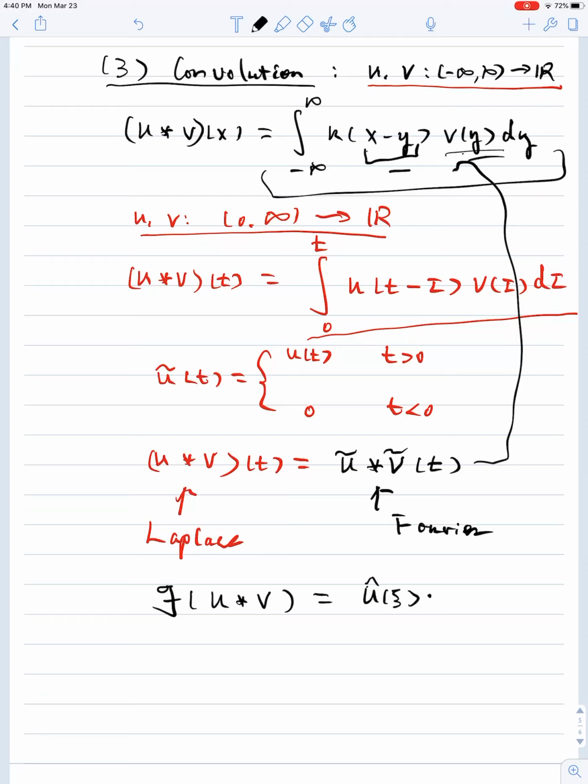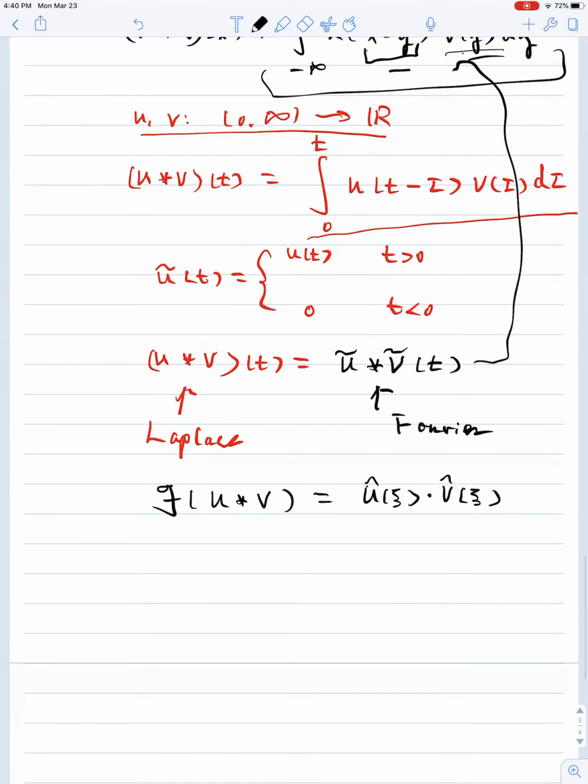The product of the Fourier transform. Now, we also define the inverse Fourier transform. So you have u(x), and then through F, you get a u hat (ξ). That's the Fourier transform, and there's also an inverse Fourier transform.